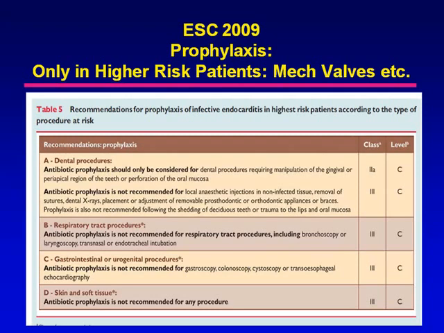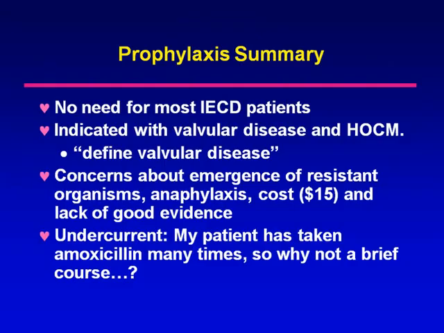Level A evidence means you've done several randomized trials that have shown benefit, and then you go down from there. So this is all experts sitting around and coming to some recommendations. So the summary of prophylaxis is there's no need for it for most device patients. It is indicated when there's valvular disease or the like. You can define valvular disease, I guess, to your own satisfaction.